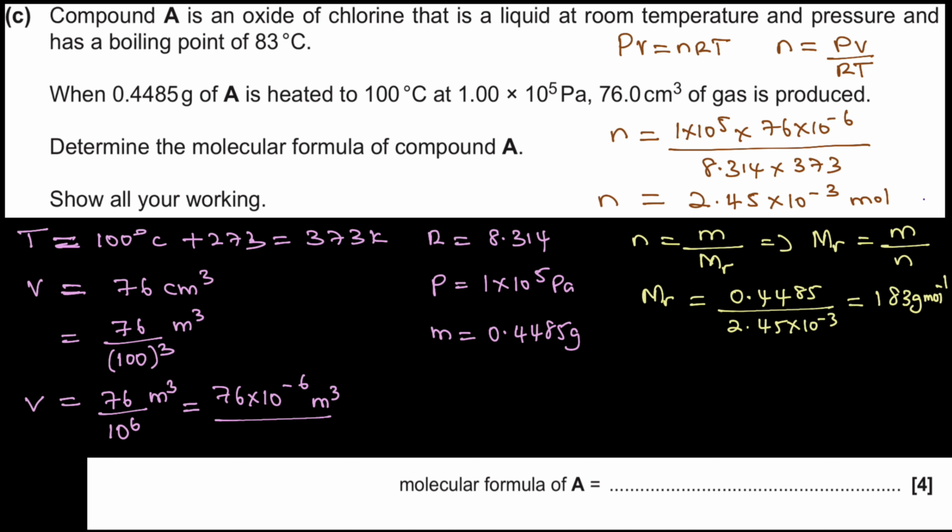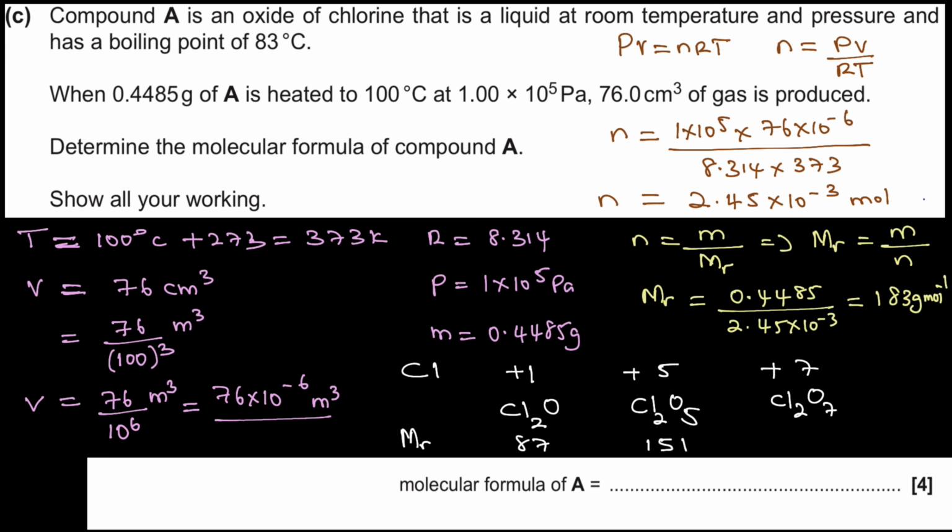So now we know the relative molecular mass, but for chlorine, we need to know the common oxidation states. For chlorine, the common oxidation states are +1, +5, +7. We can get Cl2O, Cl2O5 and Cl2O7. The relative molecular mass for Cl2O is 87, for Cl2O5 is 151 grams per mole, and for Cl2O7 is 183 grams per mole.